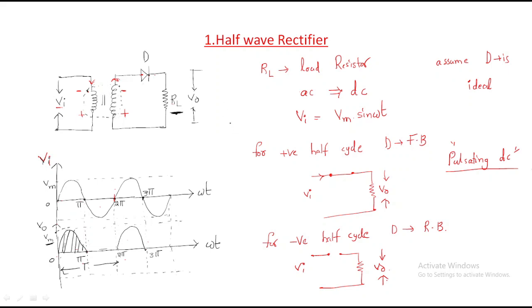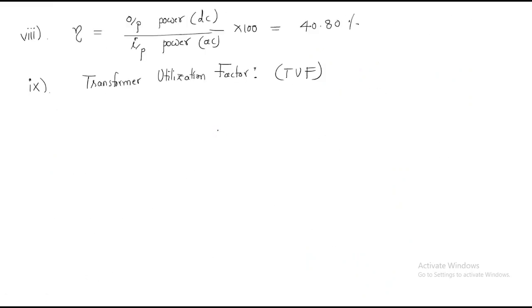Generally in the case of these rectifiers, the half-wave rectifier has a lower rating. The TUF value directly is 0.286. Okay, 0.286.